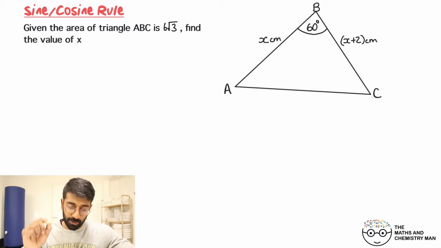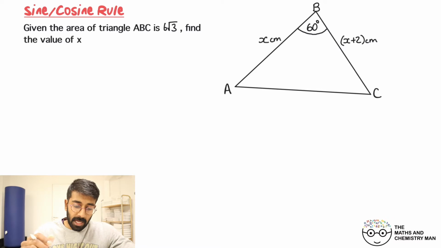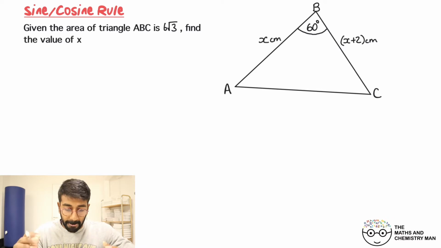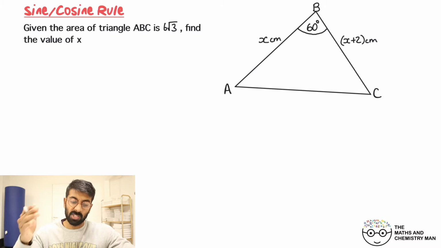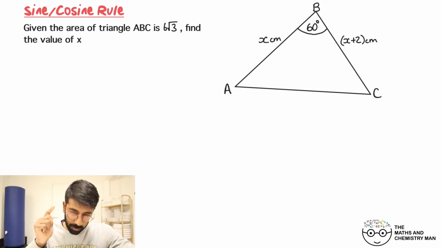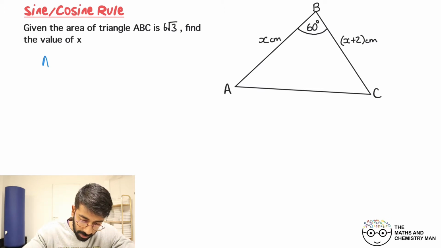Righto, time to go through the solutions. So we've been given the area of a triangle. Two important formulas for the area of a triangle are a half base times height, which is probably no good for this one because we haven't got a perpendicular height anywhere. And the other one is a half ab sine C, which is probably the one that we're going to have to use here, right? So I'm just going to write that formula out.